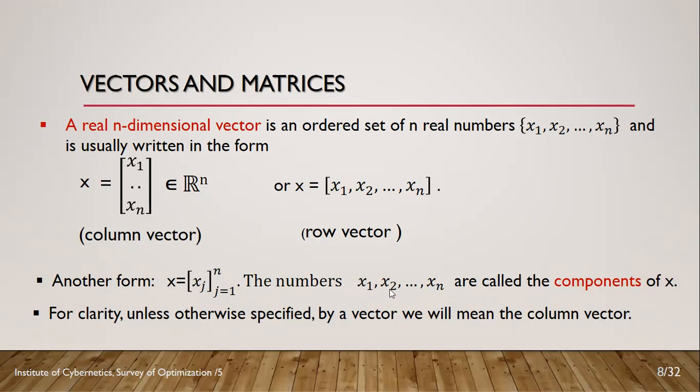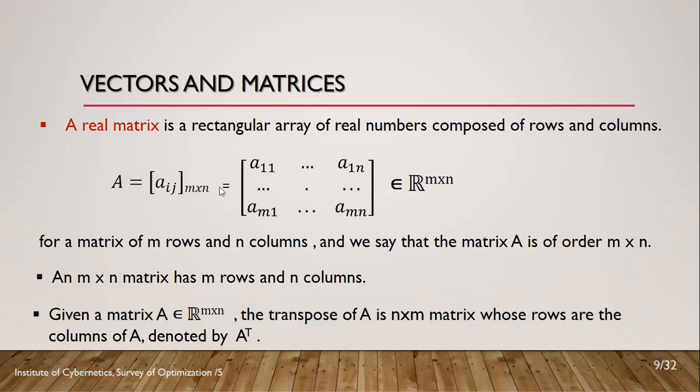The numbers x sub 1, x sub 2, up to x sub n are called the components of the vector x. Now about a matrix. A real matrix is a rectangular array of real numbers composed of rows and columns. Usually we say that we have an m times n matrix. This means that there are m rows and n columns in this array. Normally, always actually, rows go first.